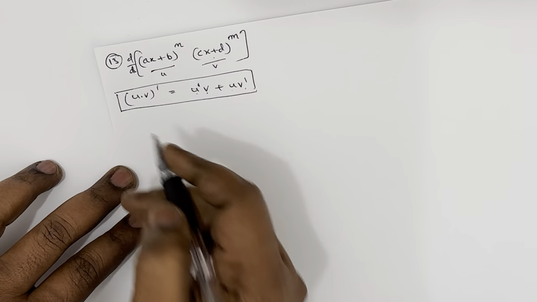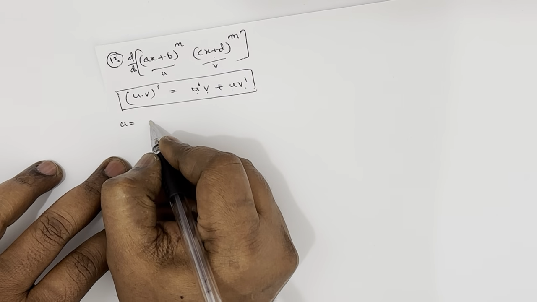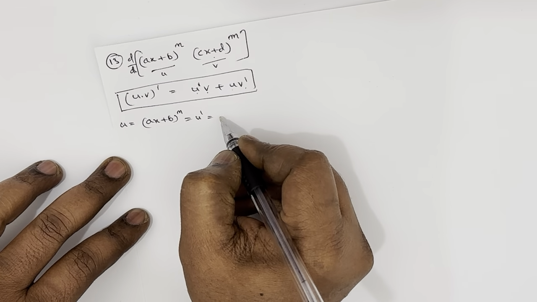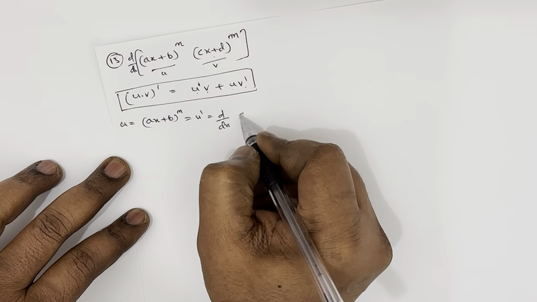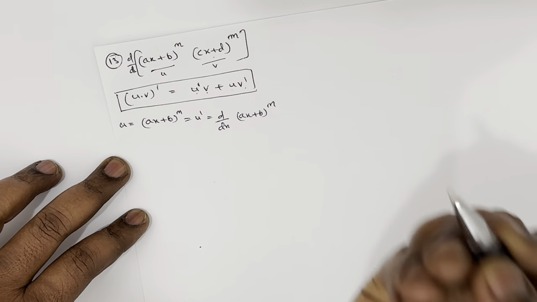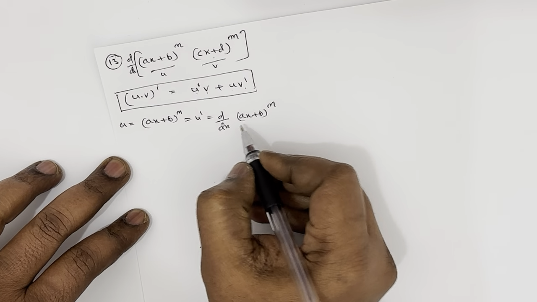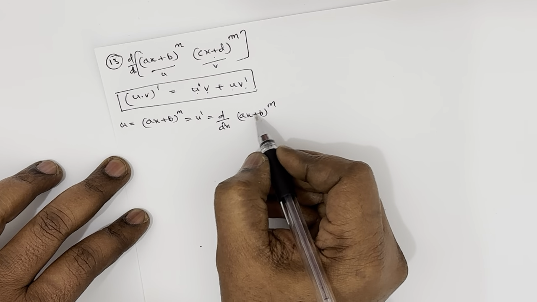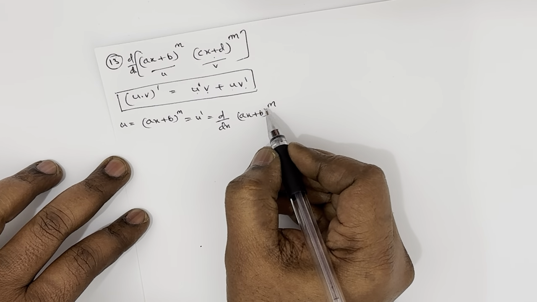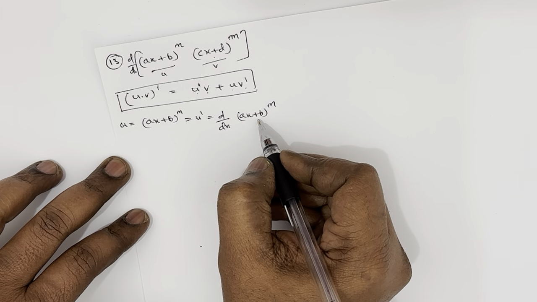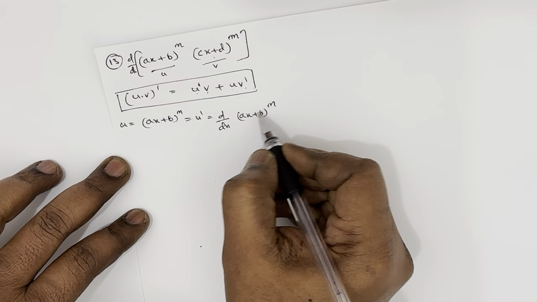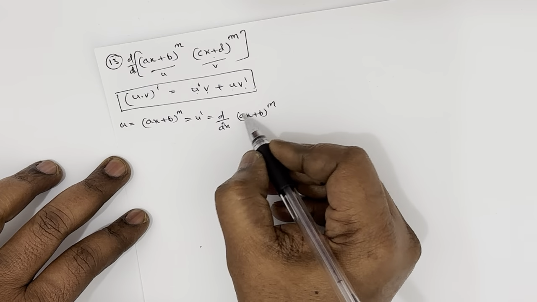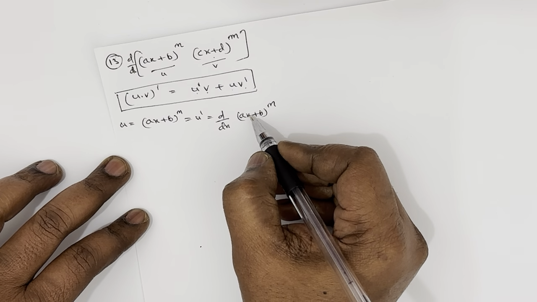Now let's write u is equal to (ax plus b) whole power n. So u dash will be the derivative of (ax plus b) whole power n. Now if you see, this is in the form x raised to n. If you assume this to be x, then x raised to n. Since this is not x, we are assuming it to be x, so we'll use the chain rule here, that is multiplying by the derivative of the function which we are assuming as x.